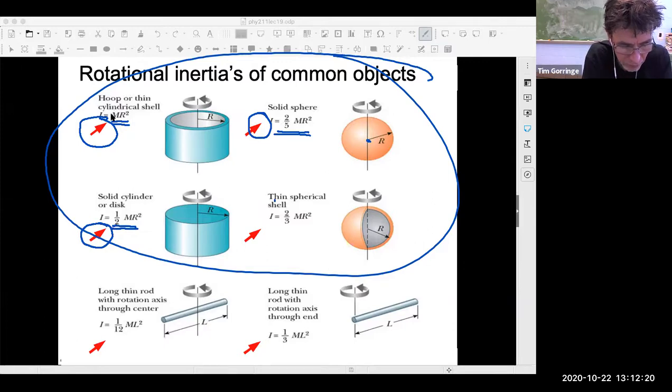Okay, so I've given you a formula for calculating moment of inertia, and I've also shown you that there are familiar geometries where you can just look up the moment of inertia. I want to work through one quick example of a moment of inertia.